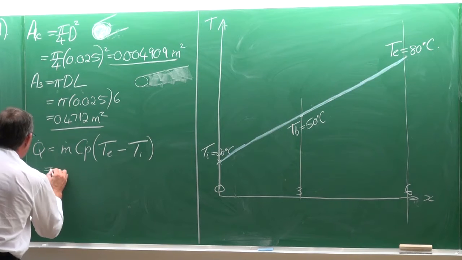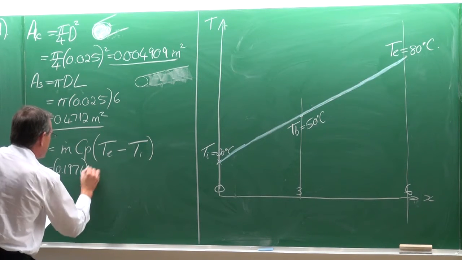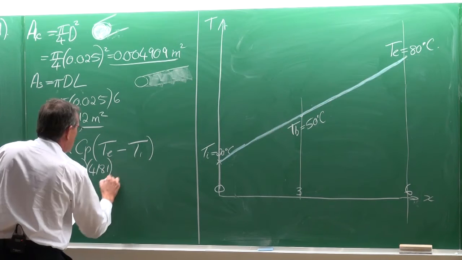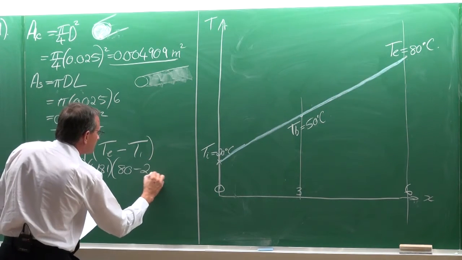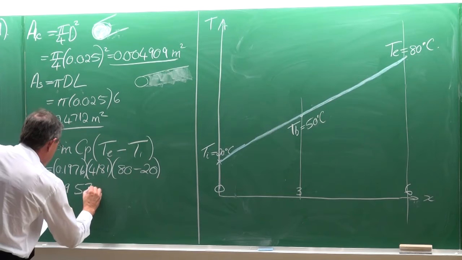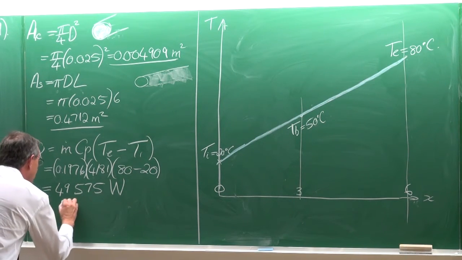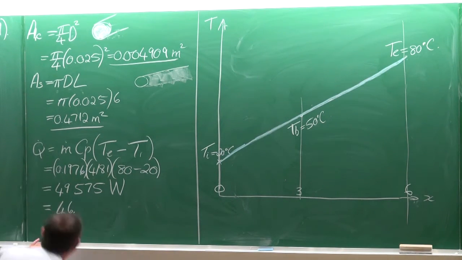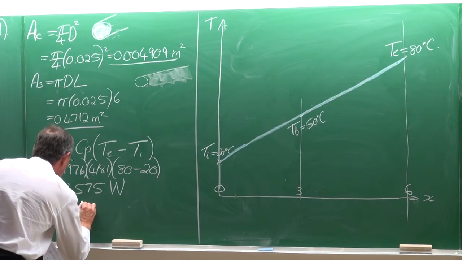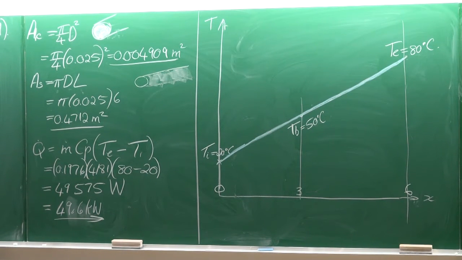So the heat transfer rate is equal to the mass flow rate, which is 0.1976, multiplied by the Cp, which is 4181, multiplied by the temperature difference, which is 80 minus 20. And the result is a heat transfer rate of 49,575 watts. You can calculate it like that, but please give me an engineering answer. So that would be 49.6 kilowatts. That is the heat transfer rate required over 6 meters to increase the temperature from 20 to 80 degrees Celsius.